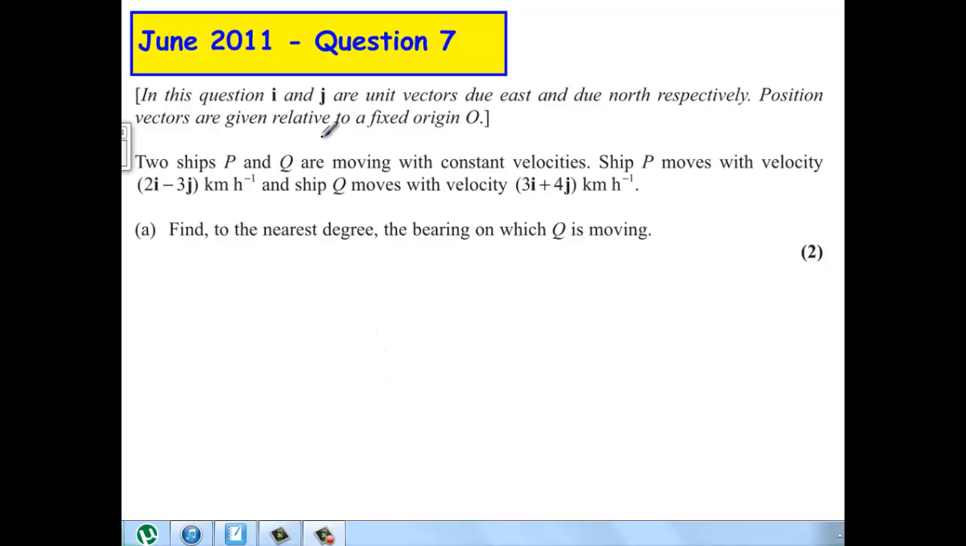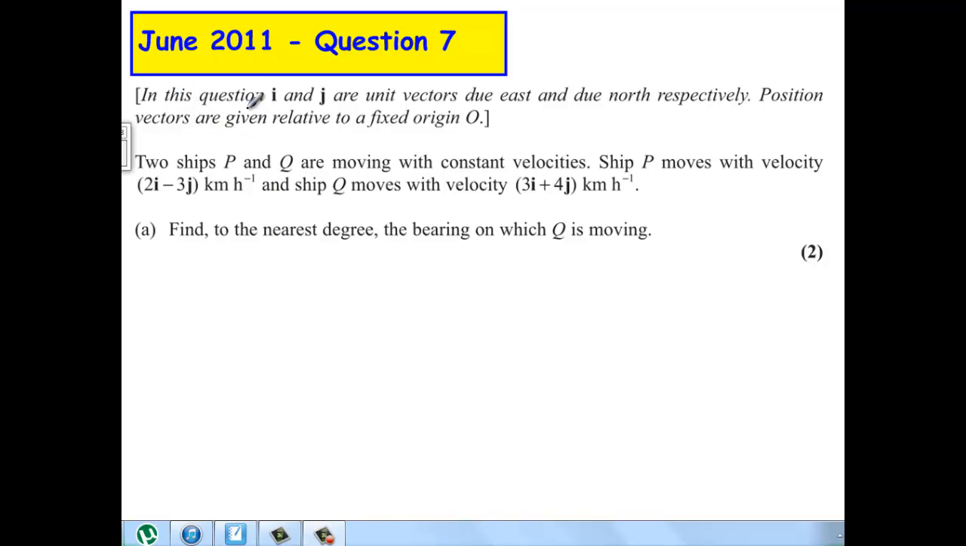Hello there, and today I'm going to be working through a vectors question from the Edexcel M1 paper in June 2011. This is question 7 of that paper. What I'm going to do is work through each part, and after each part I'm going to explain where the marks are allocated.